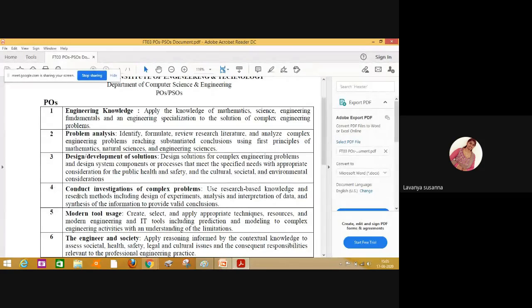Your PO4 is conduct investigations of complex problems. Here I have moderately mapped to PO4, as the problems on searching and sorting are analyzed and the data is interpreted by using appropriate methods or techniques to solve the problem. So I have mapped CO1 to this PO4 moderately. Okay, these are the POs I have mapped: PO1, PO2, PO3 and PO4.